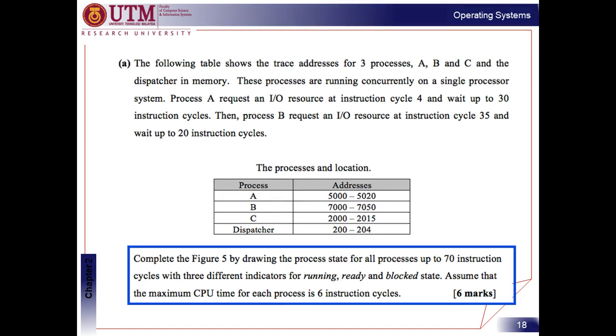Considering the given information, we are instructed to complete the Gantt chart in Figure 5 in the next slide, based on process state transitions for up to 70 instruction cycles. Each process is assumed to execute for a maximum of 6 instruction cycles before being interrupted by an I/O request.